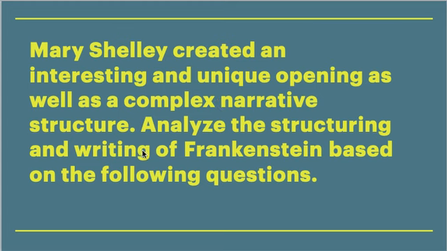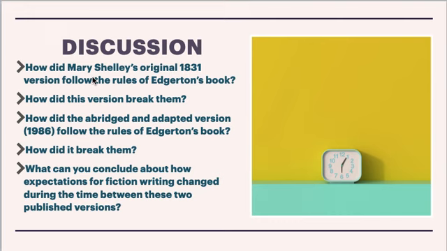Analyze the structuring and writing of Frankenstein based on the following questions. So we have five full questions. You'll notice that the first and third match up. How does the original follow the rules of Edgerton's book? And how does the abridged and adapted version follow the rules? And then our second and fourth also line up. And how did that particular version break those rules?